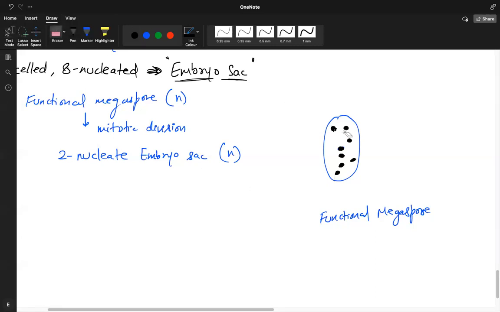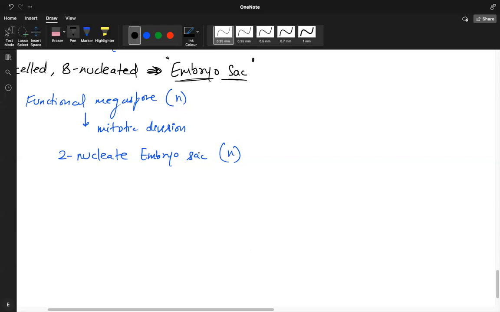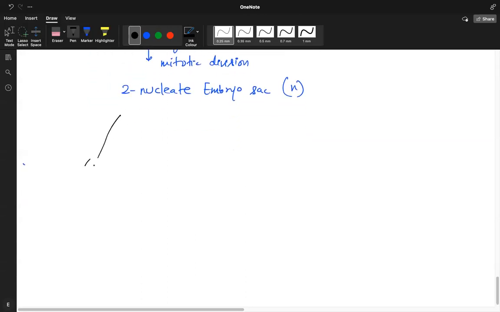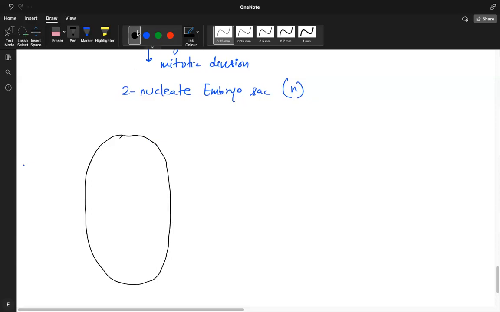So if we go through the stages, you can come to the same figure. I think figure 2.8 in your book tells about that stage also. But ultimately what happens is, these, let me make a big version of it. All these nuclei get arranged. So 3 nuclei go to one end and the rest towards the chalazal end.